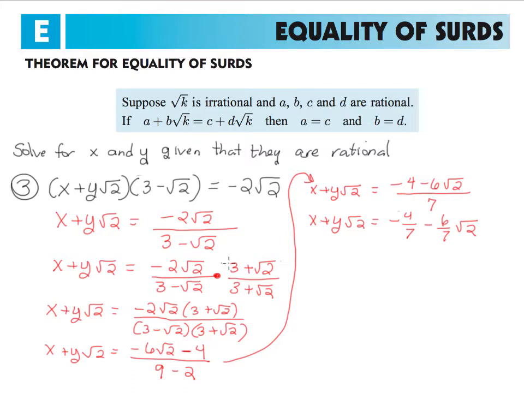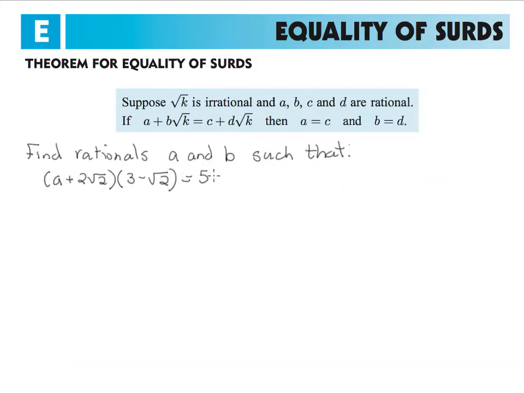Then I just need to check and see if the square root is irrational. Since the square root of 2 is irrational, we can use the theorem for equality of surds, which states that x must be equal to negative 4/7, and therefore y is equal to negative 6/7.